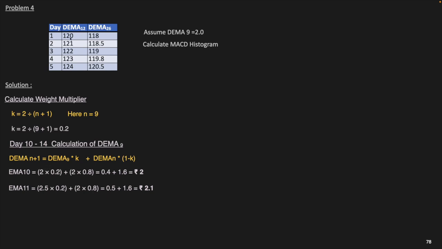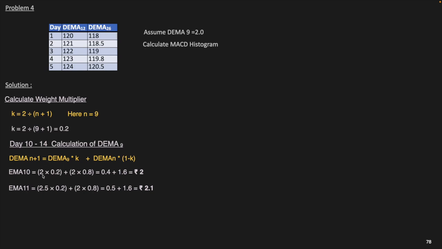This 2 value is nothing but the first day's MACD. What is the formula for MACD calculation? Exponential moving average 12 minus exponential moving average 26. 120 minus 118 is how much? 2. That is the value 2. That is the first day's MACD value, the difference between the 12-day EMA and the 26-day EMA, which is equal to 2.